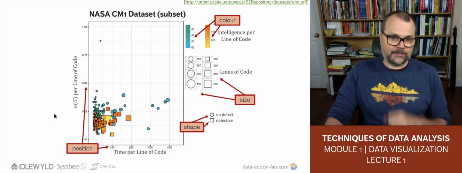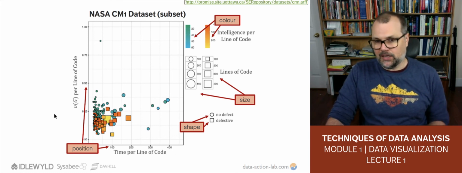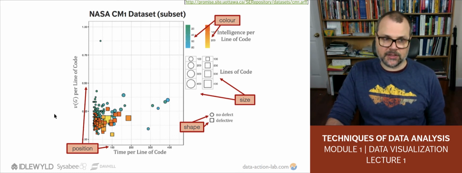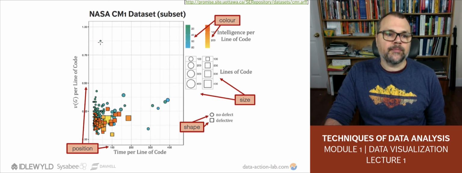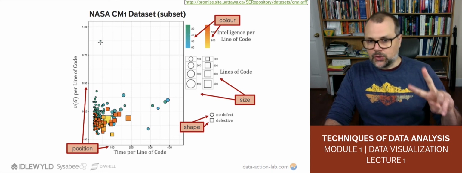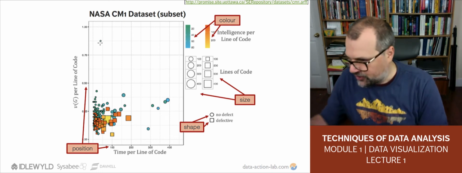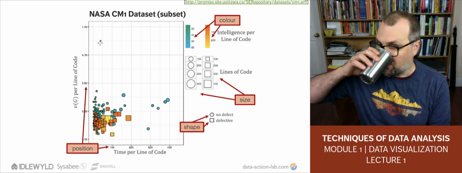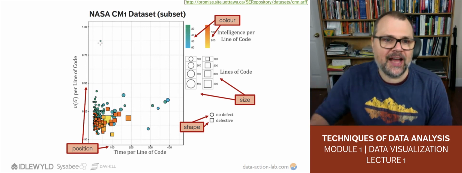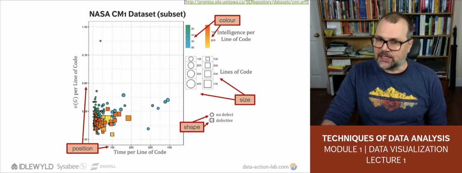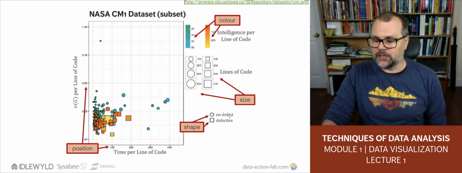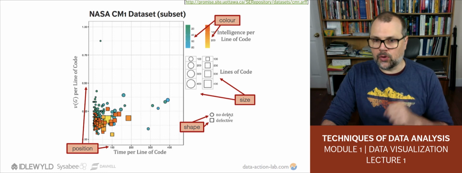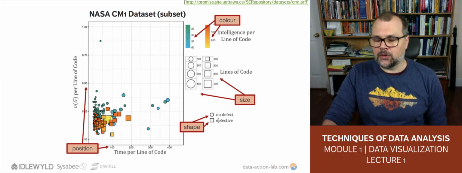Vertically, I had something called the cyclicity. I'm not going to explain to you what that is. It's a computer science concept. There's at least one point here which has a very high cyclicity. So these are 2 variables represented by position. Then I have the shape, which in this case is categorical. A circle tells me that there were no defects in the code component, and a square tells me that the code component was defective in some way.